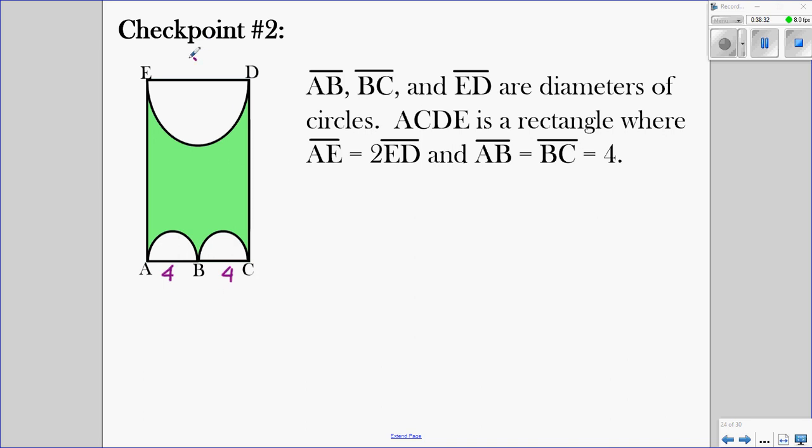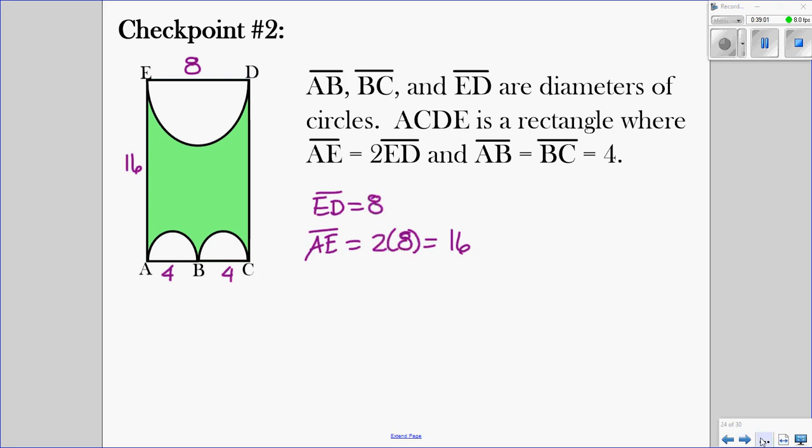So that means ED is 8. So I'm going to put ED is equal to 8. So if ED equals 8 and AE is twice as much as ED, then that means AE is equal to 2 times ED, which equals 16. So then this is 16. All right, I think we got everything that we need.